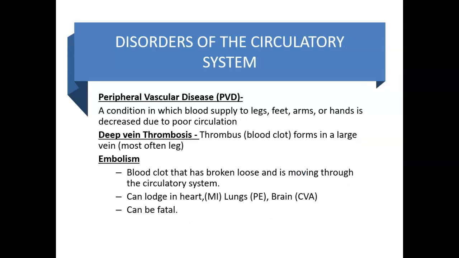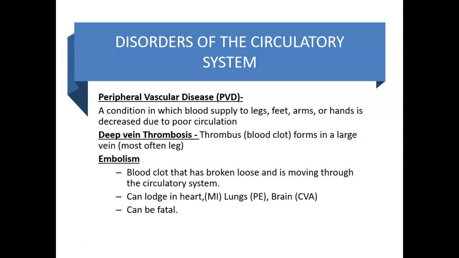Peripheral vascular disease, or PVD, is a condition in which blood supply to the legs, feet, arms, or hands is decreased due to poor circulation. Deep vein thrombosis is a thrombus. A thrombus is a blood clot that forms in a large vein. It's most often in the leg, and it's stationary. A thrombus does not move.